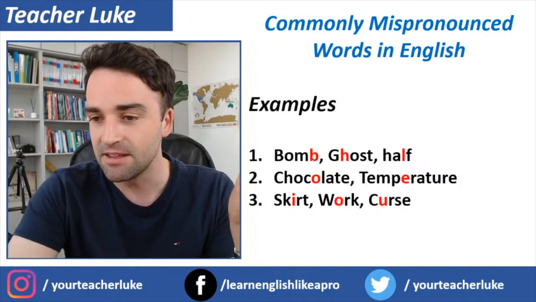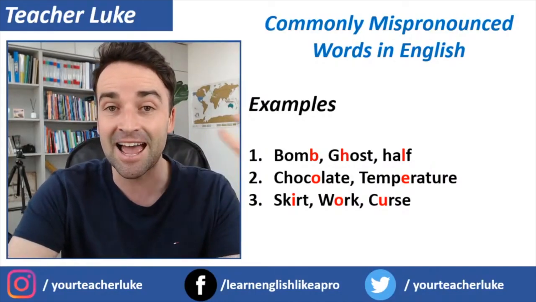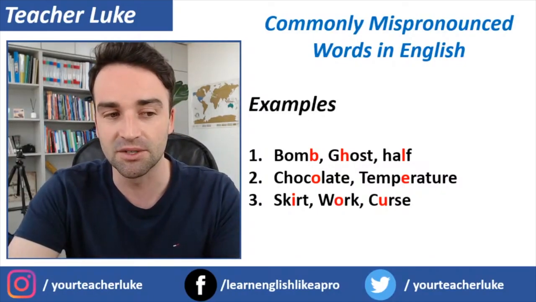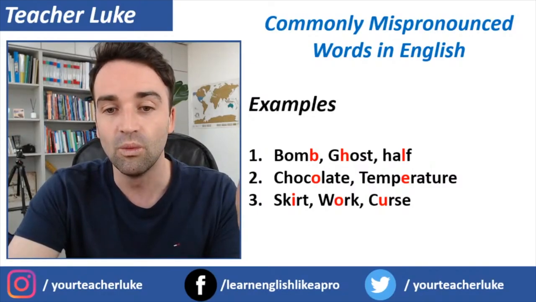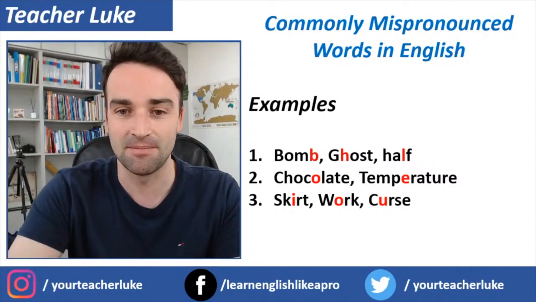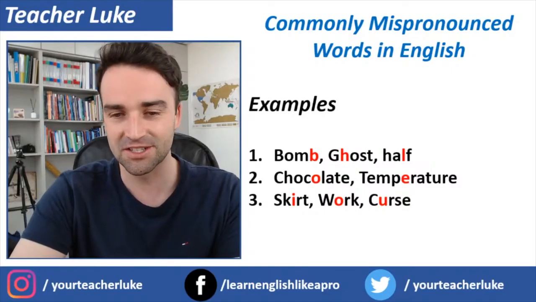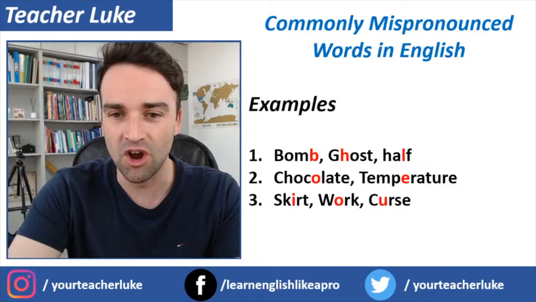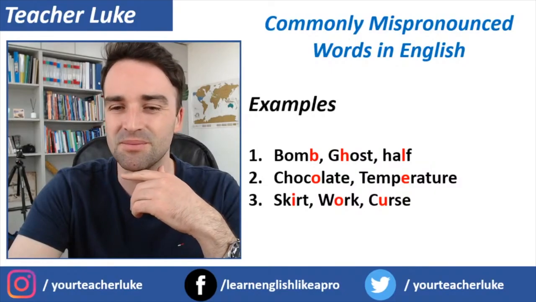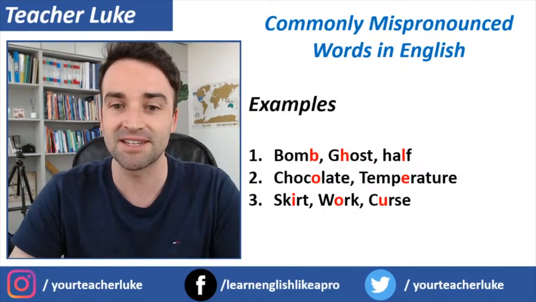And number three, these words are commonly mispronounced because the vowel sound in all of these words is exactly the same. But of course, the vowel letter is very different. So listen closely. Skirt, work, curse. The vowel sound in these words is exactly the same. The vowel sound is all ur. So this number three causes a lot of problems for pronunciation issues. We're going to go through each one individually and give you lots of examples and lots of practice.